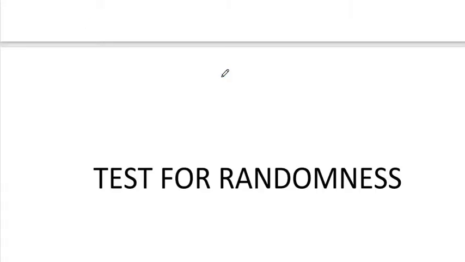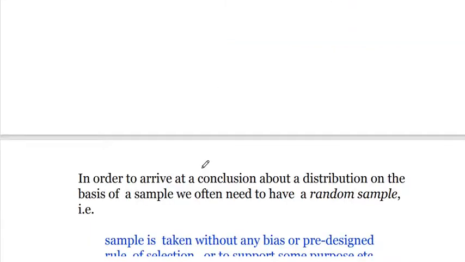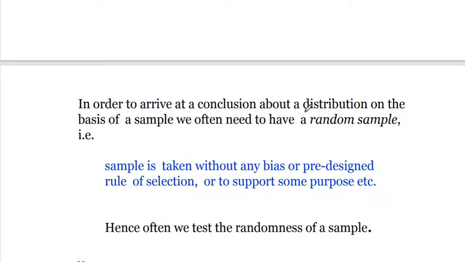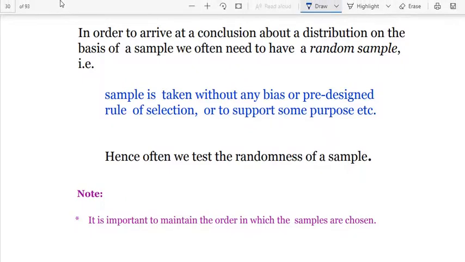Up to now we discussed which tests are available in the literature based on non-parametric methods. Now we are going to discuss a brief introduction about theory with examples. Test for randomness: as the name suggests, randomness means random data. In order to arrive at a conclusion about a distribution on the basis of a sample, we often need to have a random sample, that is, a sample taken without any bias or pre-designed rule of selection, or to support some purpose, etc.